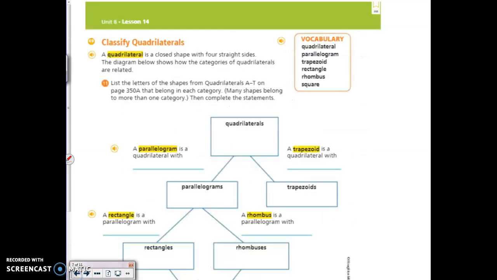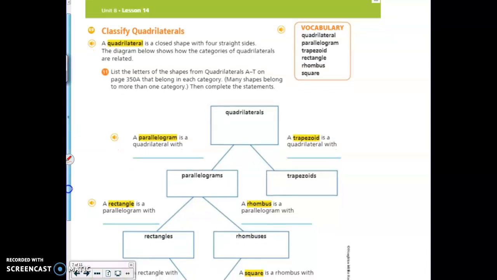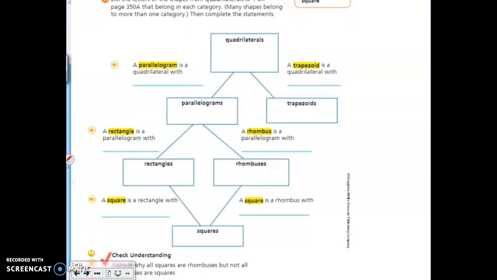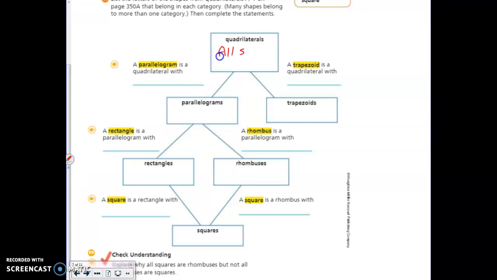If you take a look at this page right here, and we'll go back and forth between these two pages fairly easily, you see that we have different categories and different groupings that these belong to. If you look at the top, you can see that quadrilaterals is the top thing because everything on that other page is considered a quadrilateral. So I'm not going to waste our time. I'm just going to say all shapes from the other page will fit into that category.